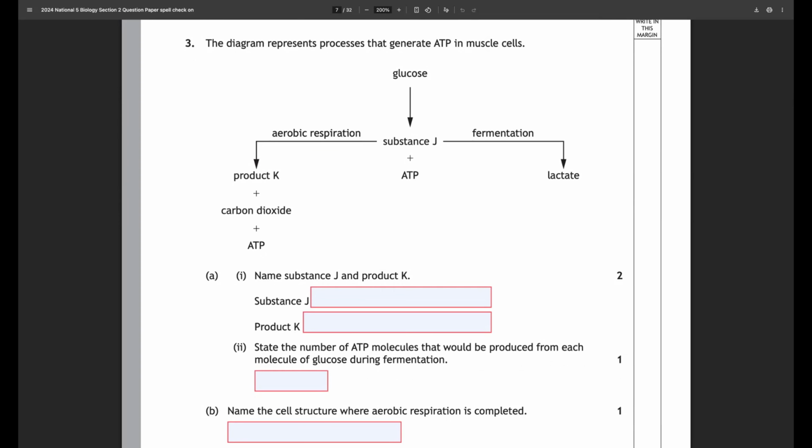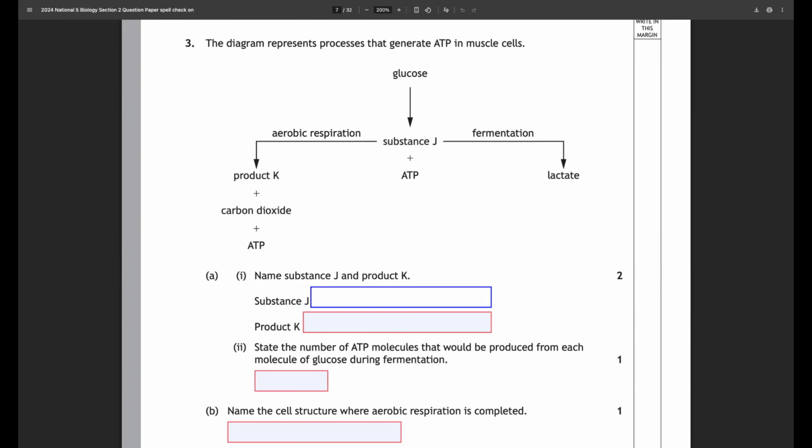Okay, question 3. We're really motoring now. The diagram represents the processes that generate ATP in muscle cells. So hopefully we recognise aerobic respiration and fermentation there, which go in slightly different pathways depending on whether oxygen is present or absent. So let's have a look at the questions.